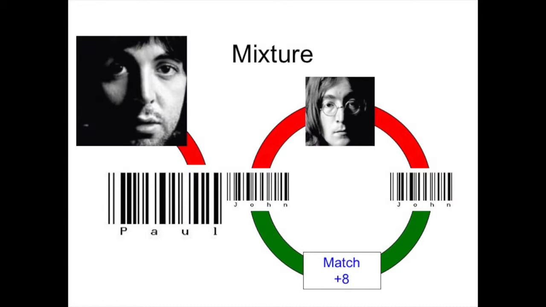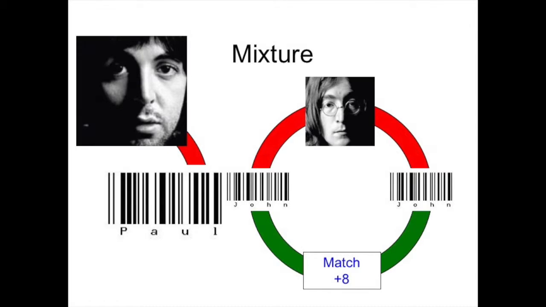What about a mixture? What if you have more than one individual? This is where crime labs start telling you a lot of things are inconclusive, particularly if there's a major contributor. Here we have Paul as a major. Think of Hey Jude, right? You hear Paul singing all the way through, right? And not that much John, a little bit of backup harmony.